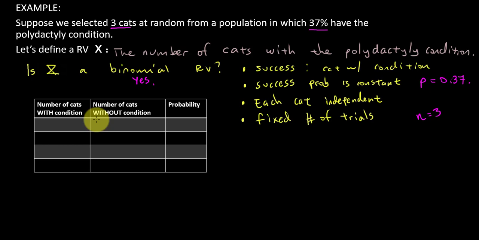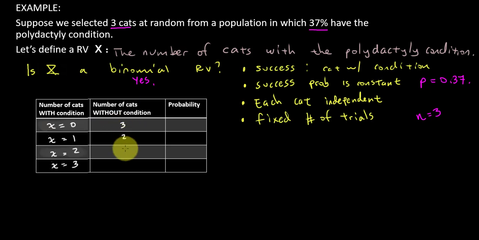So the number of cats with the condition, well, those would be our successes, right? So we can have potentially 0 cats with the condition. So that would be 0 cats. We could have 1 cat with the condition, or 2 or 3 cats with the condition. And because these are disjoint events, therefore the number of cats without the condition is going to be 3, 2, 1, 0.